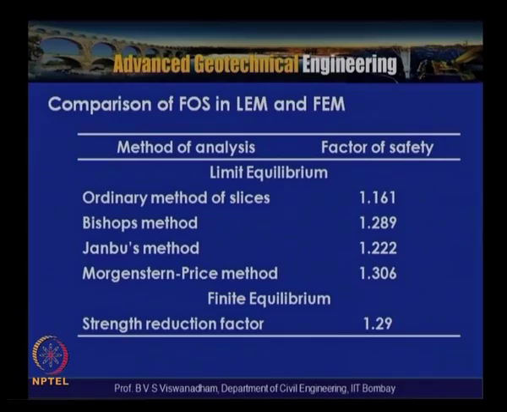So what does it imply? If you look at a slope with a factor of safety of 1.2, and you go with the ordinary method of slices, we tend to be over-conservative. But if you adopt, say, Bishop's method or the Morgenstern-Price method, it indicates that the slope will be stable up to a factor of safety of 1.3. So these are the advantages of the different methods. The comparison is shown here in this particular slide.